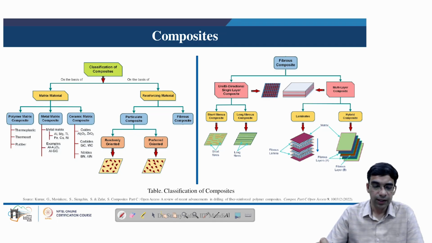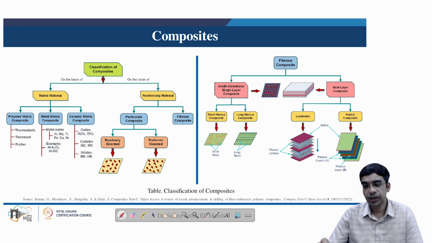So if we see the classification of composite materials based on matrix, there are three possibilities which include polymer based, metal based, or ceramic based. Again, all these have sub classifications. For example, in polymer there may be thermoplastics, thermosets, or rubber. In metal based there may be ferrous based metals or non-ferrous based metals. Ceramic based composites also utilize oxides, carbides, and nitrides.